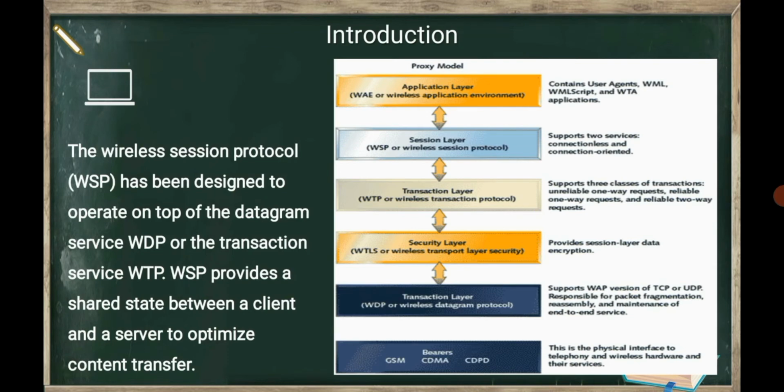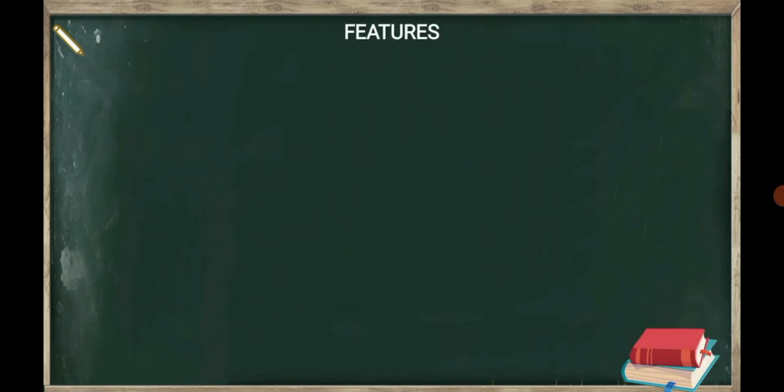The scope of WSP is suited mostly for browsing applications. It offers both connection oriented and connectionless services. Connectionless service is most suitable when applications do not need reliable delivery of data and do not care about confirmations. Then we can look at the features of WSP.